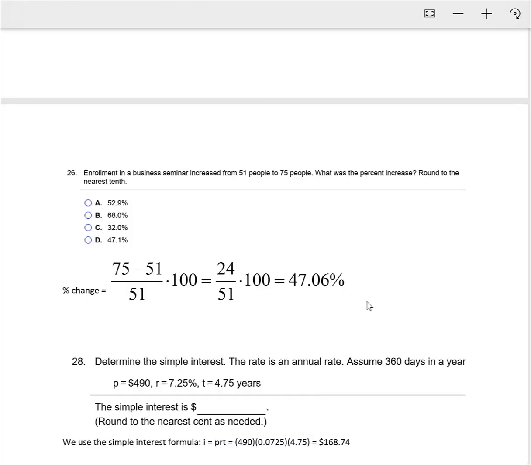So this is a percent change question. Enrollment in a business seminar increased from 51 to 75 people. What was the percent increase? So remember, we take where we are now minus where we started from and divide it by where we started from. So 75 minus 51 divided by 51 and then multiply by 100. And so I come up with an answer here of 47.1%.